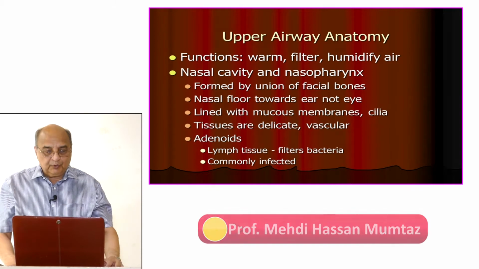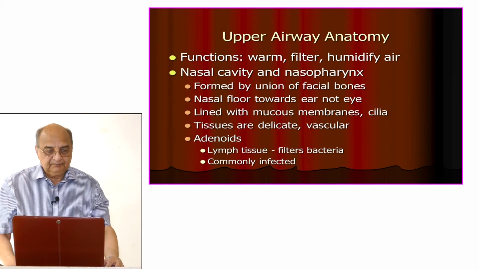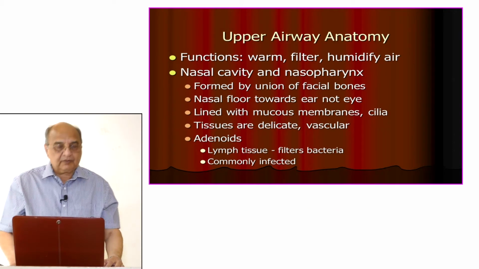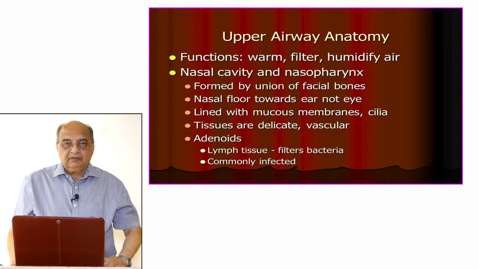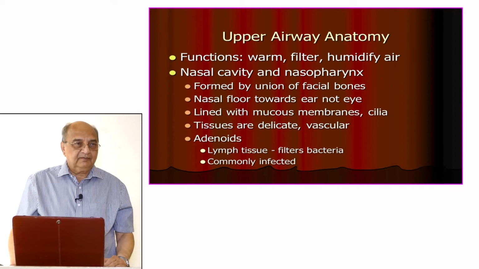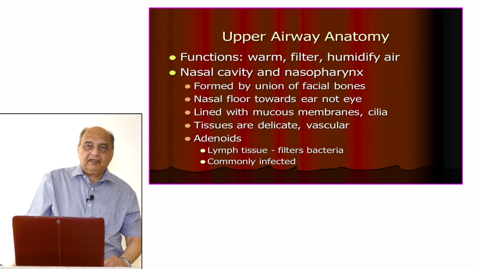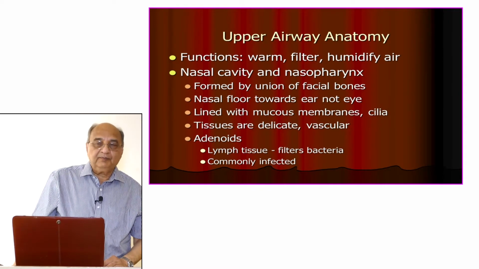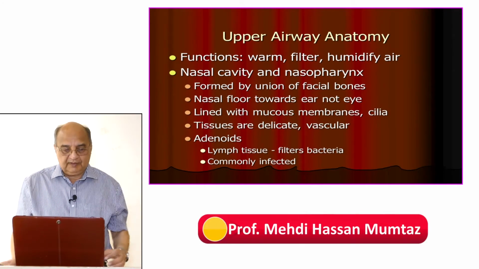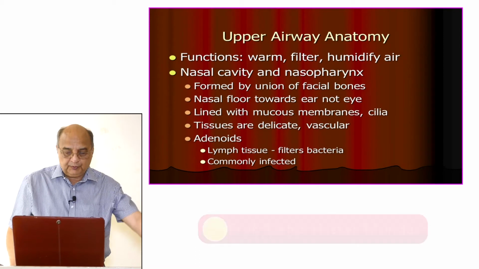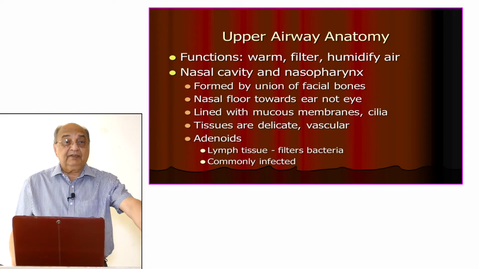It's lined by the mucous membrane, cilium. Tissues are delicate, vascular. Otherwise, when you are putting the nasogastric tube, the patient usually bleeds because of our lack of experience or because of our mishandling the patient. Then there are adenoids on both sides also. They are lymph tissues. They filter the bacteria.